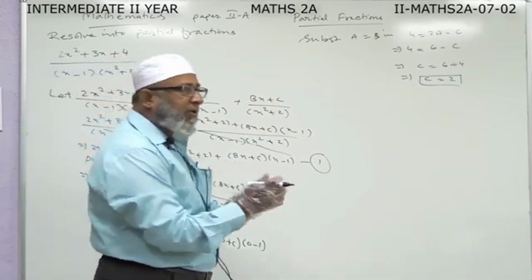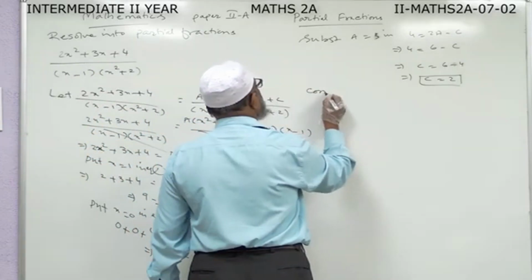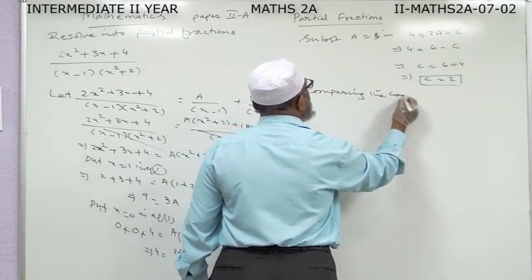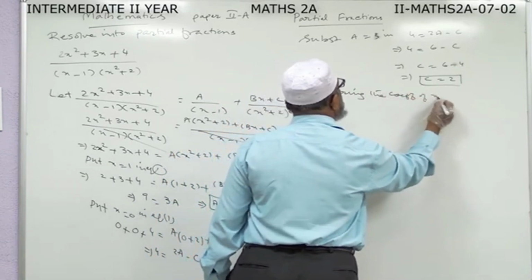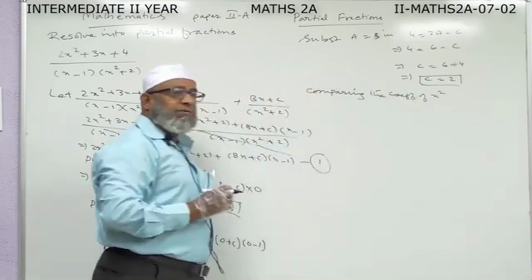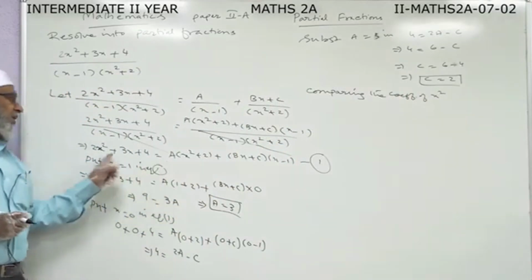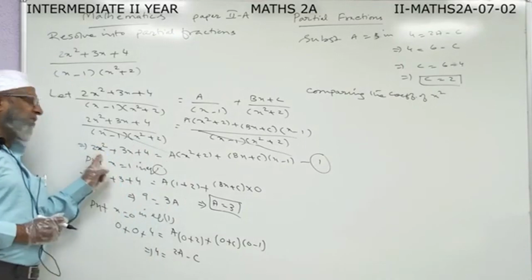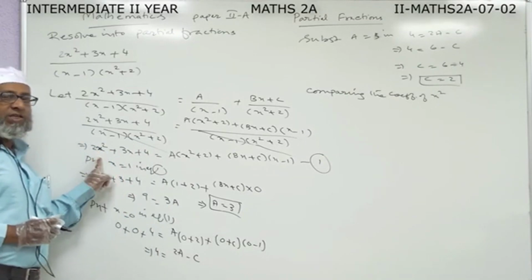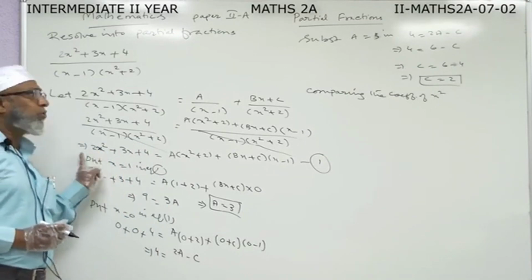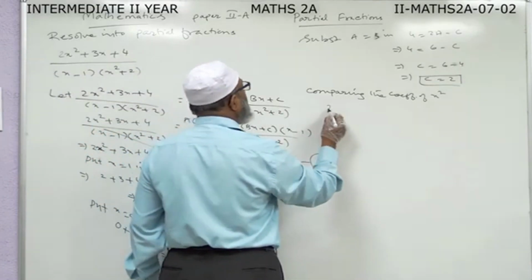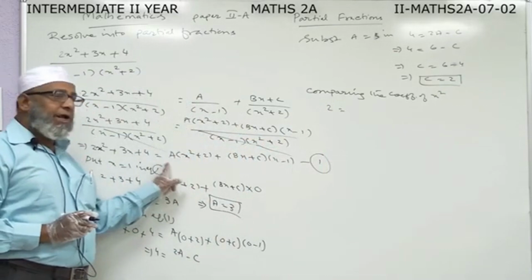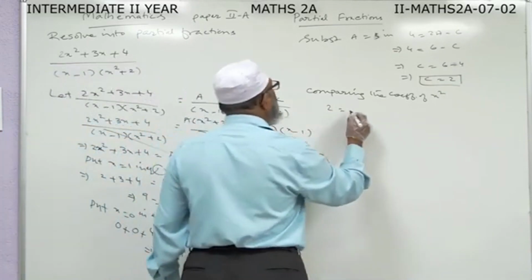To get the value of b, what am I doing? Comparing the highest coefficient. Comparing the coefficient of x square. In equation 1, we have to see the highest coefficient. What is the highest coefficient? The highest power of x is x square. The coefficient of x square is 2. 2 is equal to, now, what is this? x square. What is the coefficient? a. So, the coefficient is a.